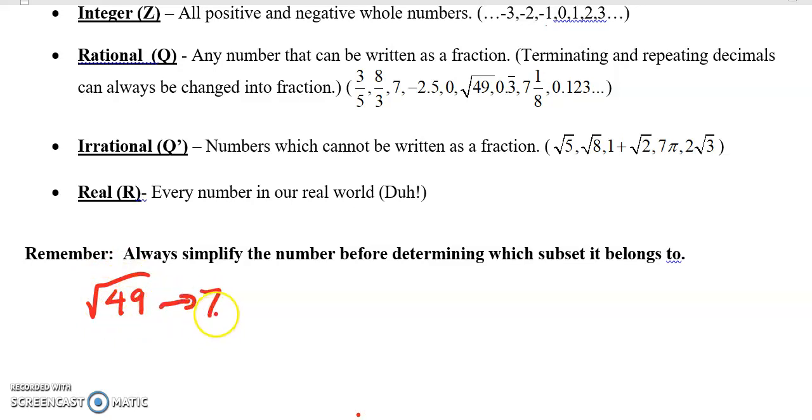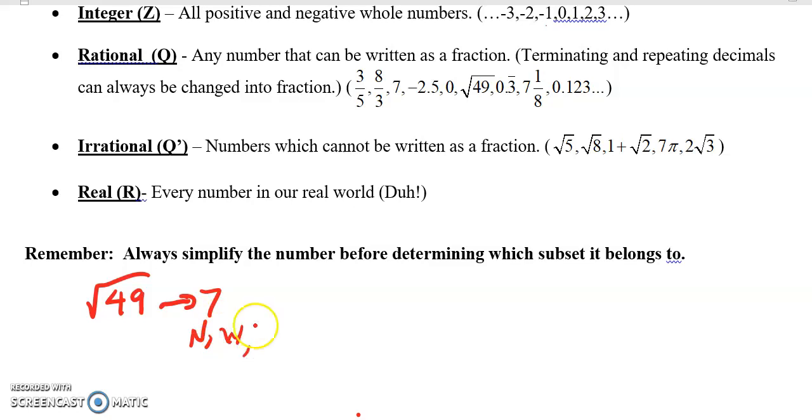Now, if I were to figure out, hey, the square root of 49 is 7, well, what subsets of the real numbers does 7 belong to? Well, can I count to 7? Yeah, 1, 2, 3, 4, 5, 6, 7. 7 is part of the natural numbers, so I put an N there. Now, is 7 a whole amount? Well, again, if you listen to the name whole, whole means no fractions or no decimals. 7 is definitely a whole amount, so it would be a whole number.